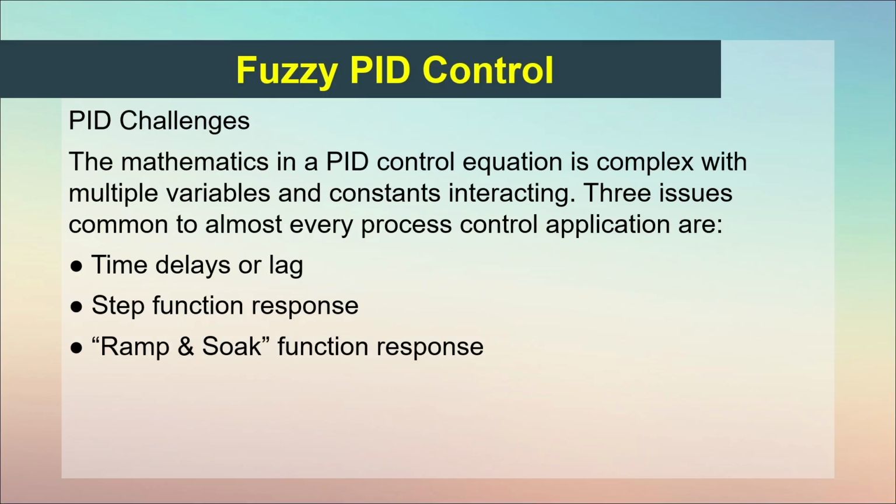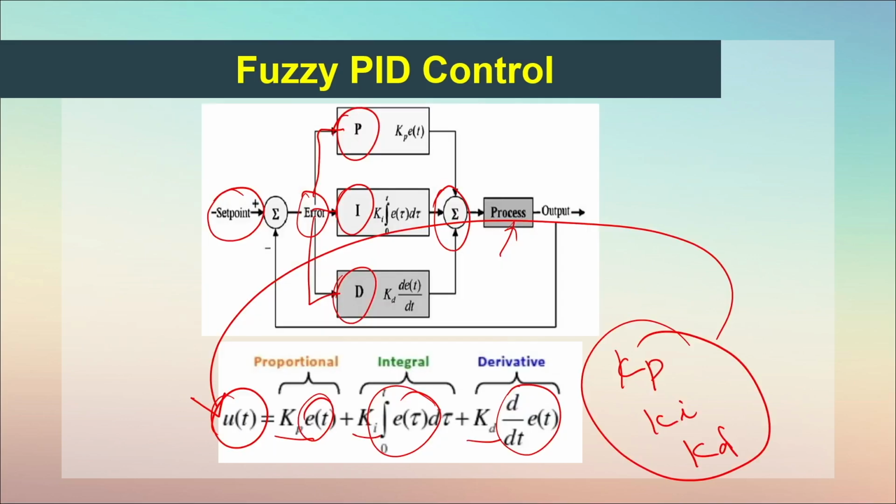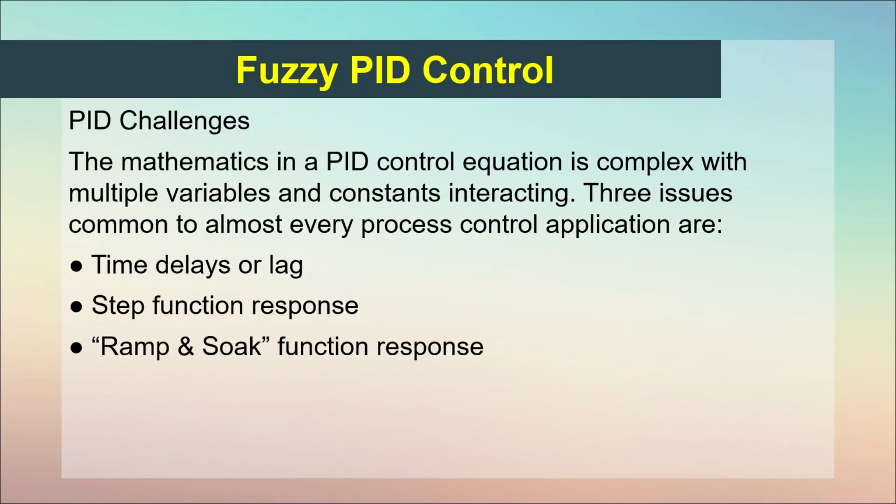What are the PID challenges? The mathematics in a PID control equation is complex, with multiple variables and constants interacting. Yes, of course. These issues are common to almost every process control application, and to almost all complicated industrial applications. So, what are those? Time delays or lag, step function response, ramp and soak function response.